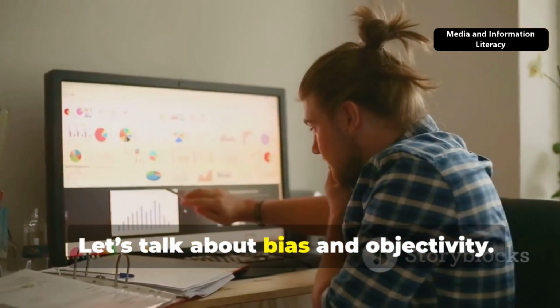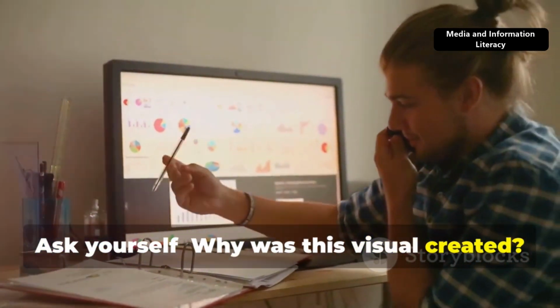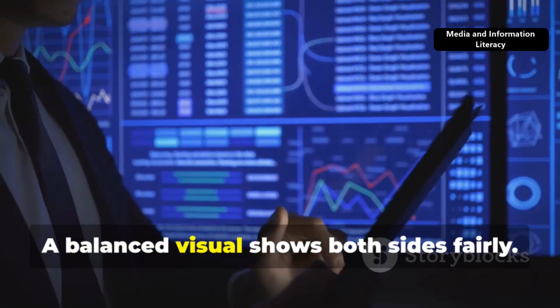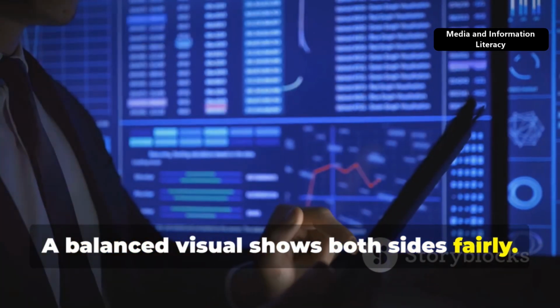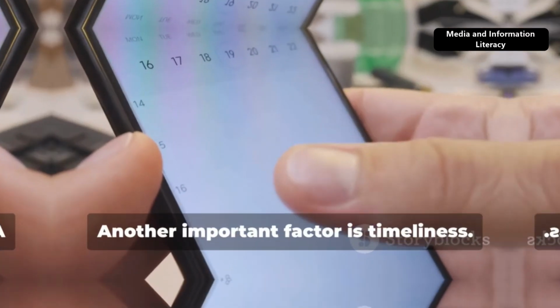Let's talk about bias and objectivity. Ask yourself, why was this visual created? Was it made to inform, persuade, or sell? A balanced visual shows both sides fairly. If something seems one-sided, it could be biased or incomplete.